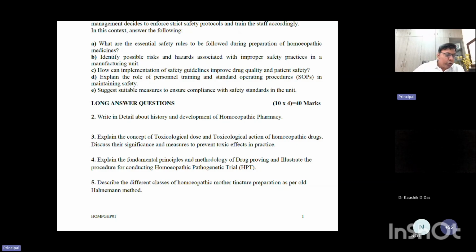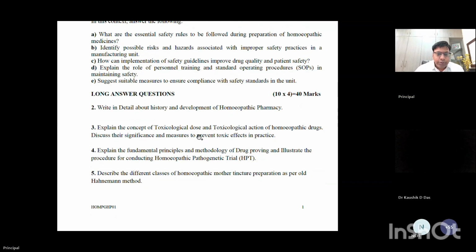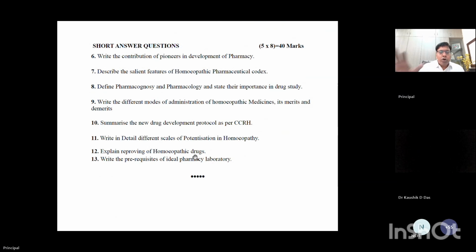The third question should also be a LAQ to be selected from chapter number 4, a 10 marks question, which is explain the concept of toxicological dose and toxicological action of homeopathic drugs. Similarly, all 13 questions are selected in accordance with the layout which is given in the curriculum.